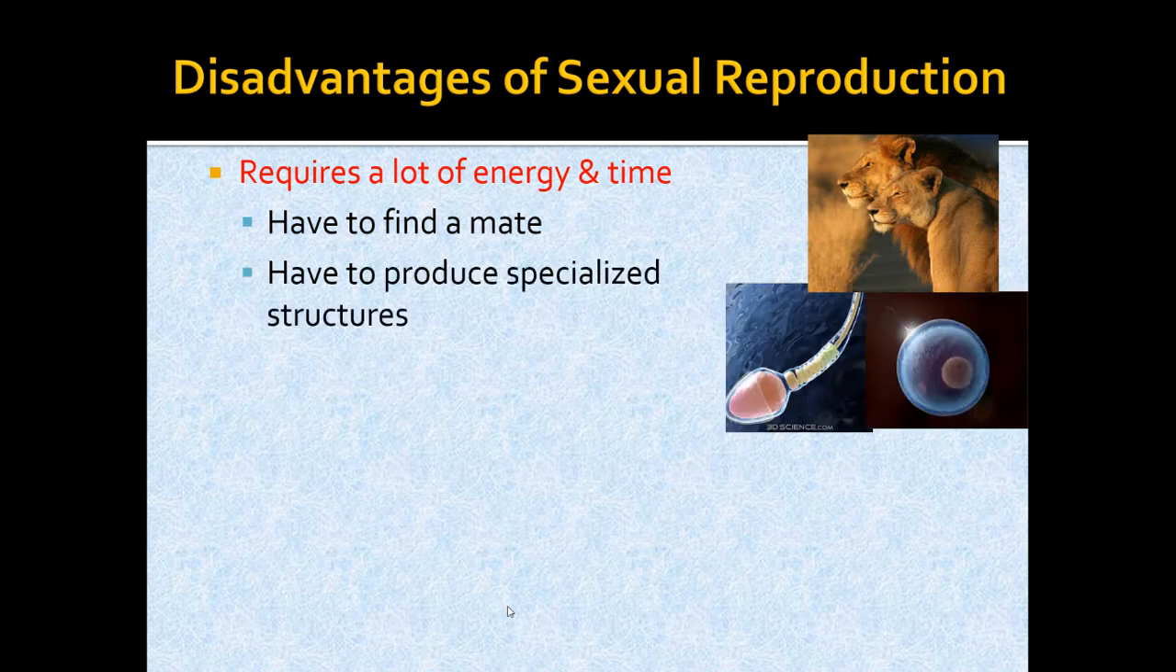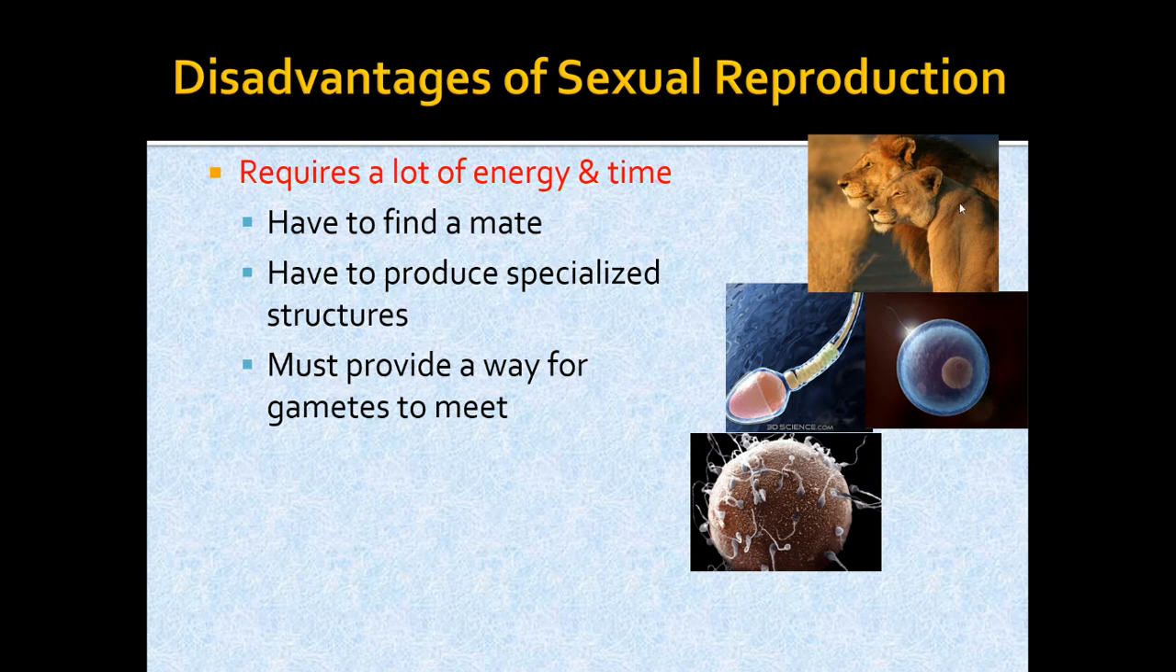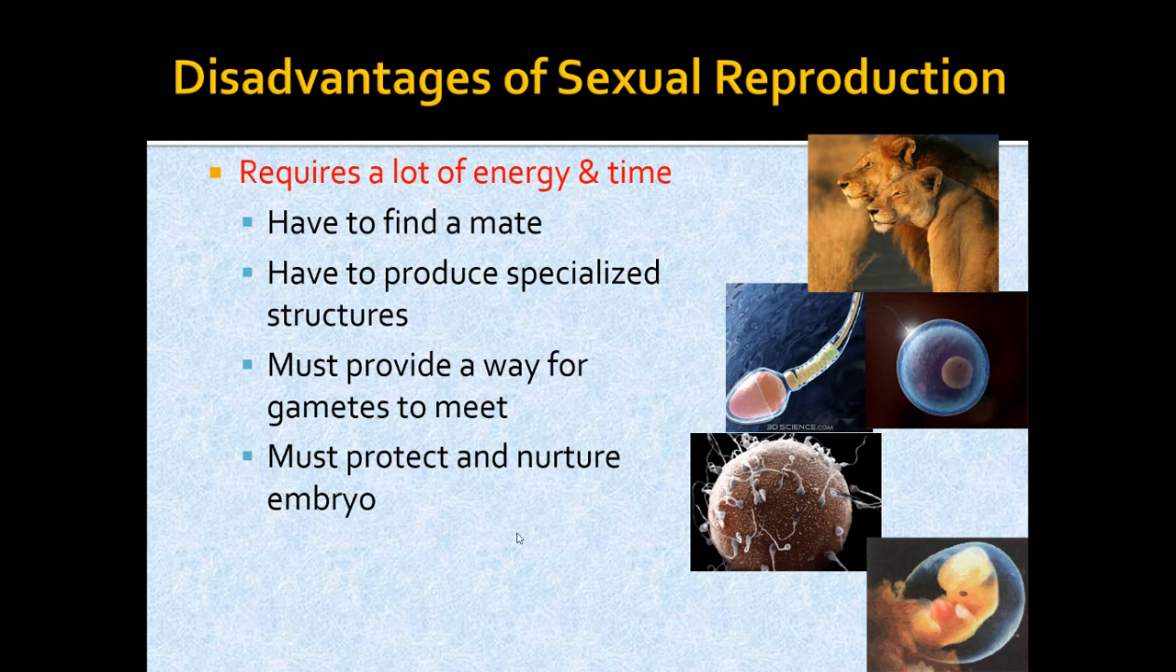Okay. Well, the disadvantage of sexual reproduction is that it requires a lot of energy and time. Imagine you're trying to look for a mate, right? Like for lions, they need to kill the alpha male, the head of the pride, in order to mate with the female in that pride. So you need to find a mate. You need to produce specialized structures, those sex organs, and then you have your gametes, and the male gamete needs to have a way to meet the female. So you need to provide a way for those gametes to meet.